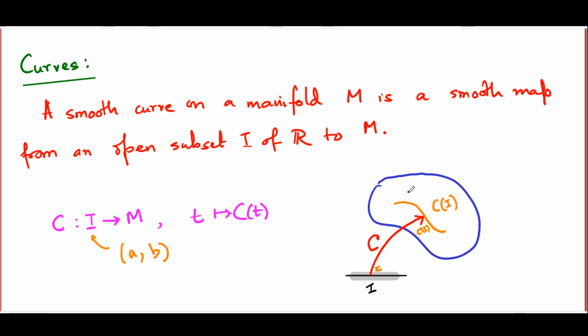Now, given a point C(t0) on the manifold, on the image of this curve C, the tangent vector to the curve C at the point C(t0) is basically a map which allows you to figure out how fast an arbitrary function will change if you were to move along the curve through this point C(t0), and in fact it will tell you how fast the function f is changing exactly at C(t0).